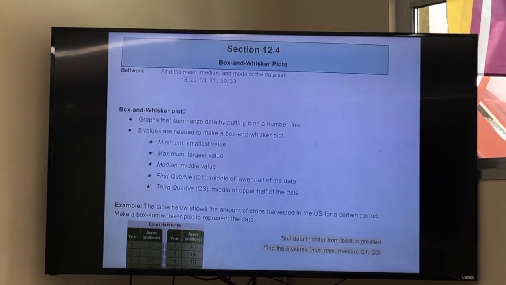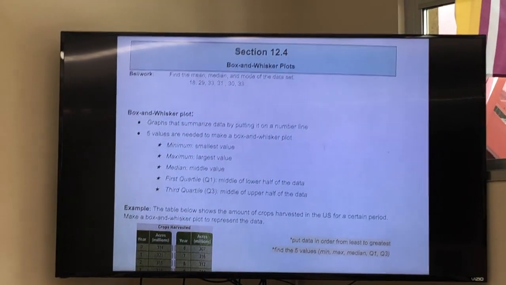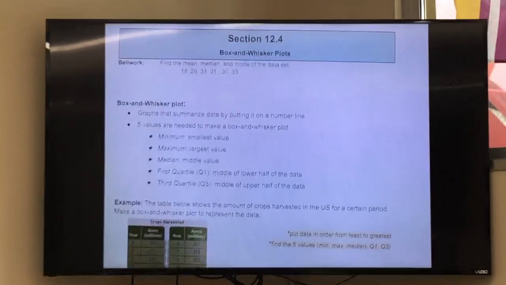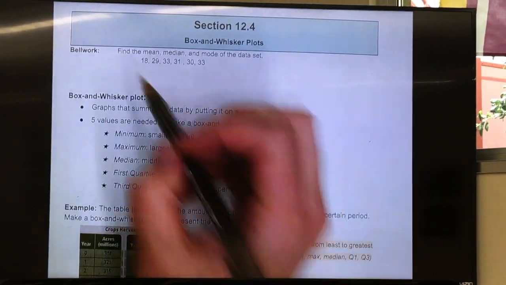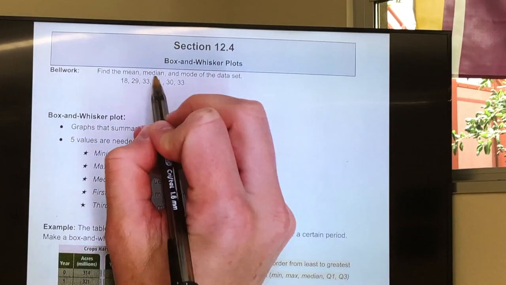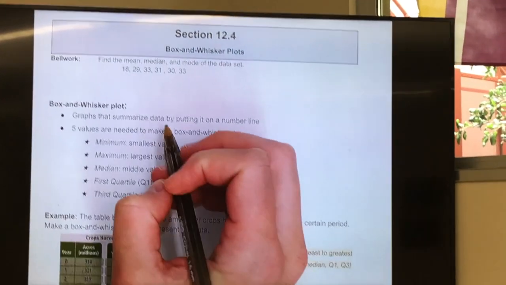All right, some of you might have already seen this. We're doing Box-and-Whiskers plots. They're a great way to show the spread of the data. But first, a little review of last time, or of key things. We need to find the mean, the median, and the mode. So the first step is to always put them in order.